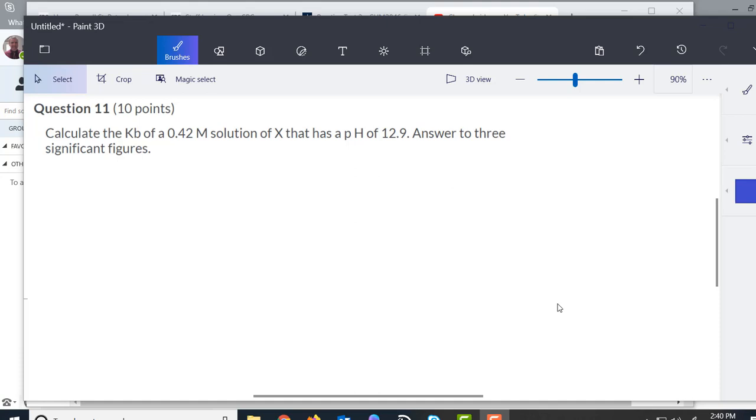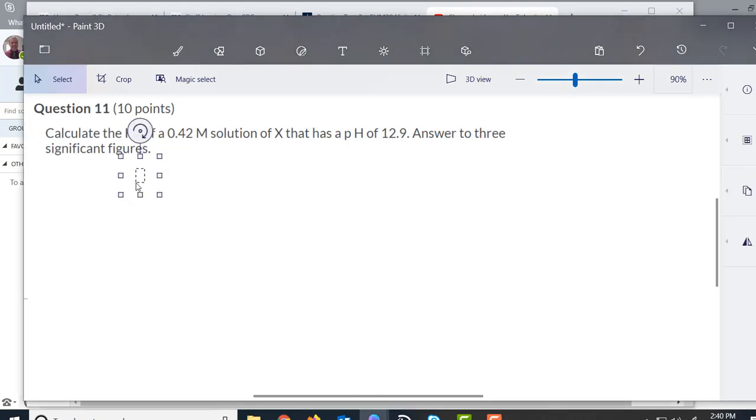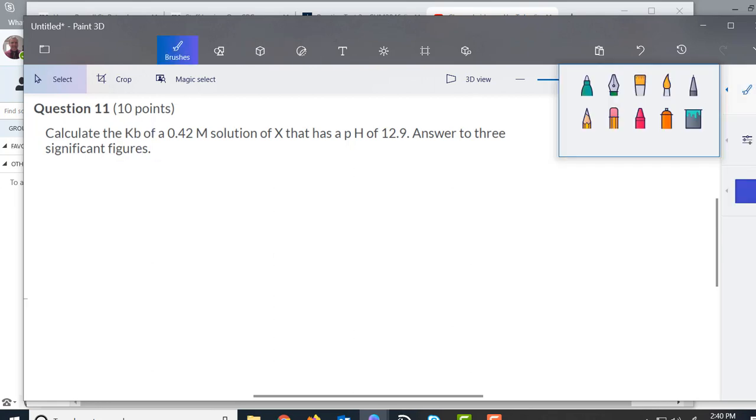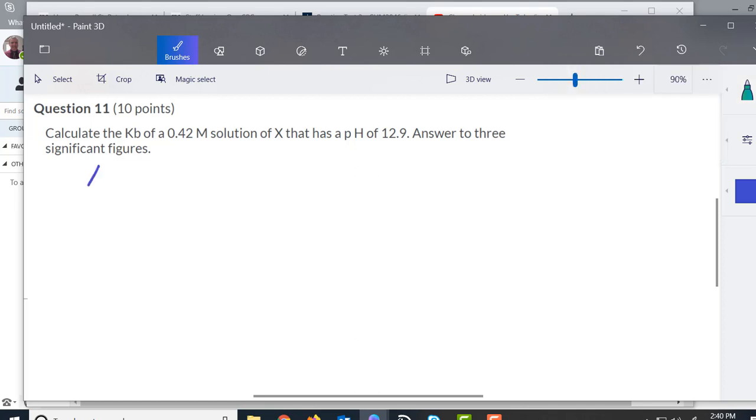Question 11. So this is a KB question here. So the first thing we should do is come up with an equation. Whenever we're dealing with KB, any equation we deal with has to involve water.